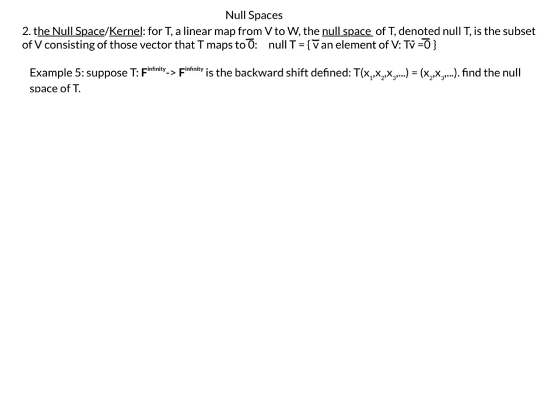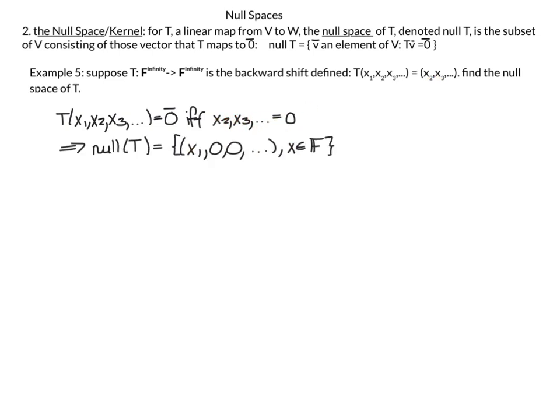We want to find the null space of T. So now looking at my transformation of (x1, x2, x3, ...), all of this is going to equal the 0 vector only if x2, x3, and all the other coordinates are equal to 0. So what we get is the null space of T are vectors of this form, where the first coordinate can be anything, and then all the other coordinates must be 0.